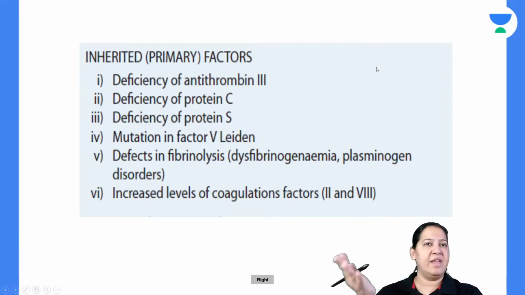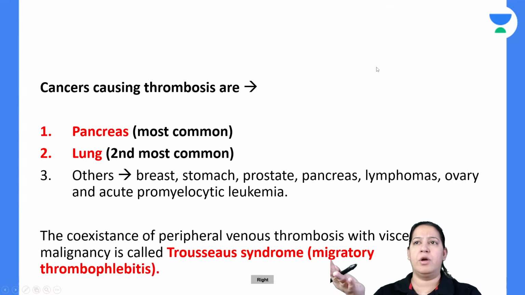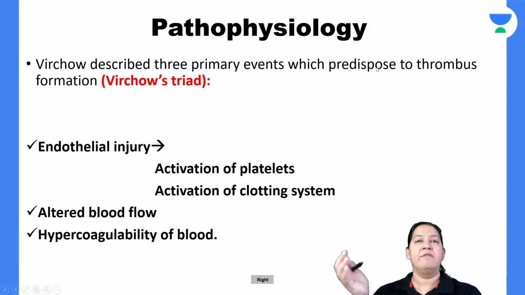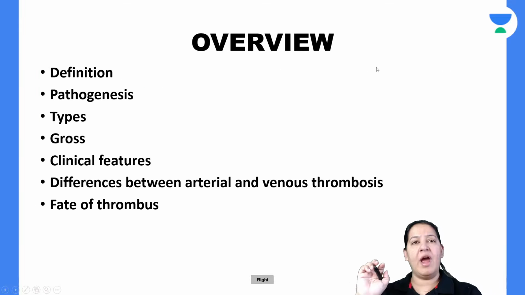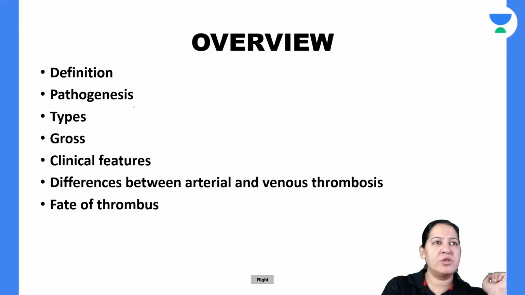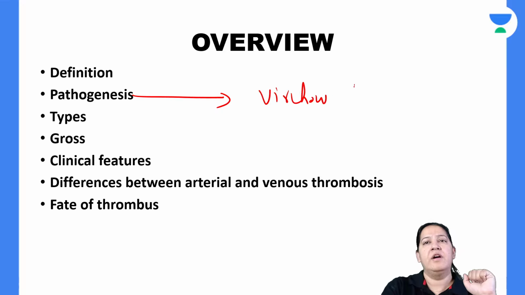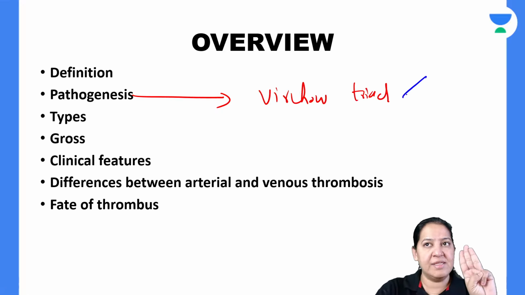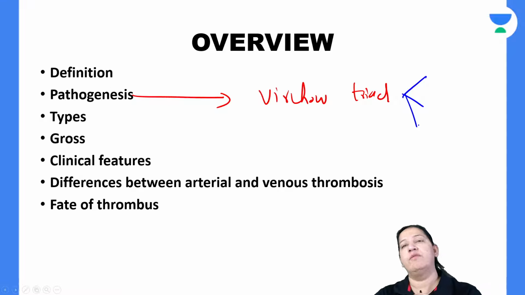This can happen in various ways. You can read the reasons on your own. So I am done with the Virchow triad. In pathogenesis, we have studied the Virchow triad. In the Virchow triad, I taught you the three reasons of clot formation. What are the three reasons of thrombus formation?